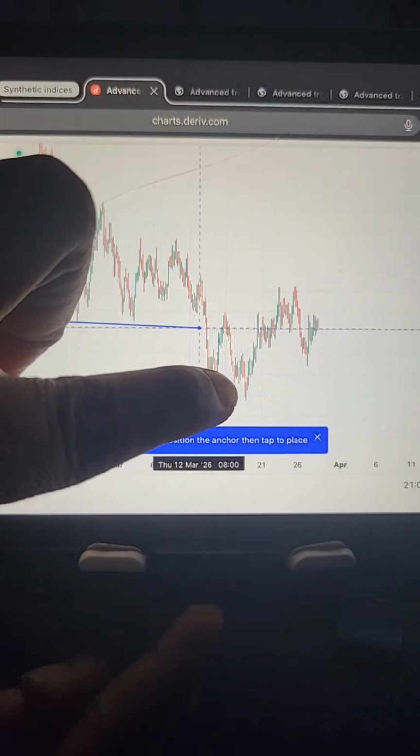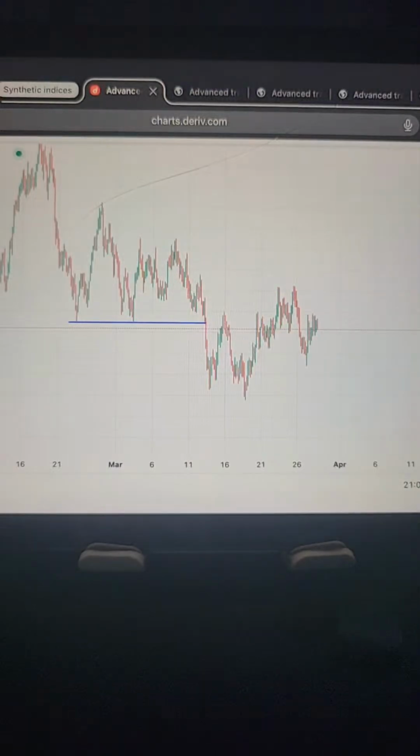And this is our external structure, guys. So we deal with external structure and internal structure. So this is our external structure. From this swing high to this swing low is our external structure. So what we're waiting for now, price has come to this place.